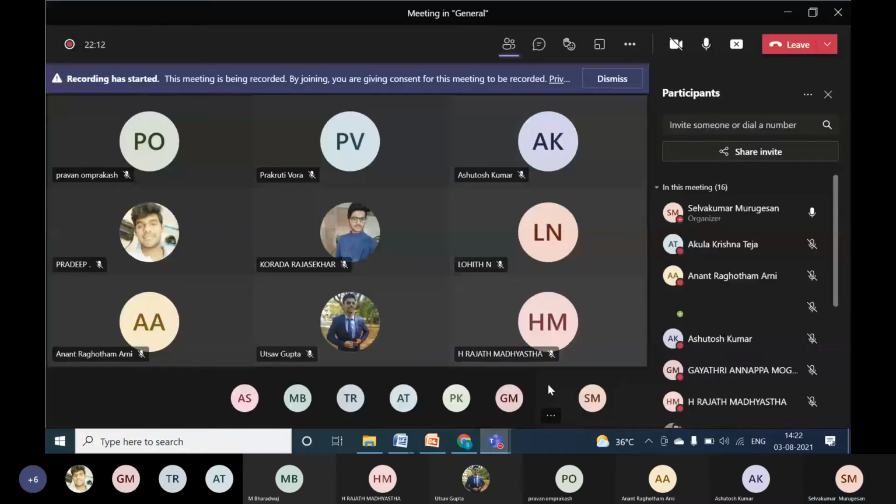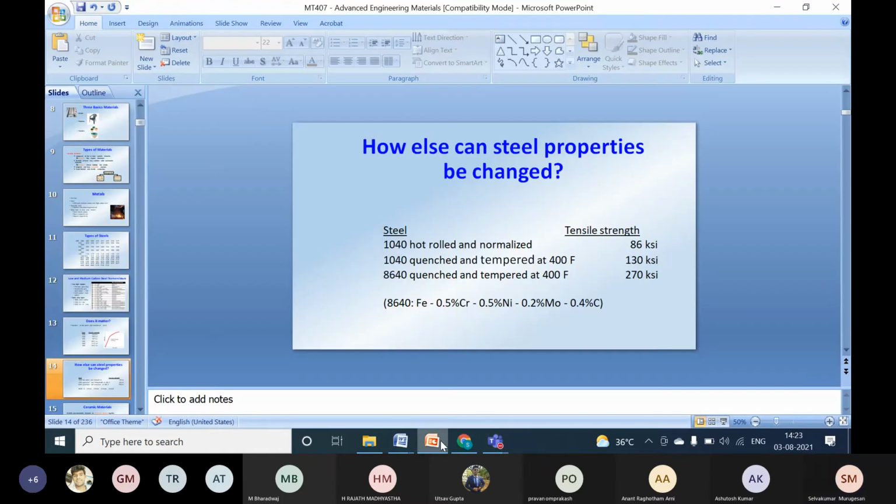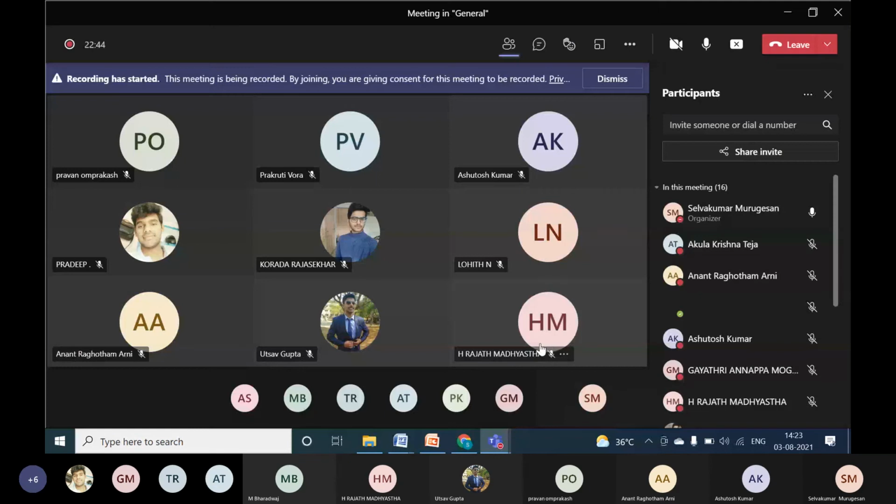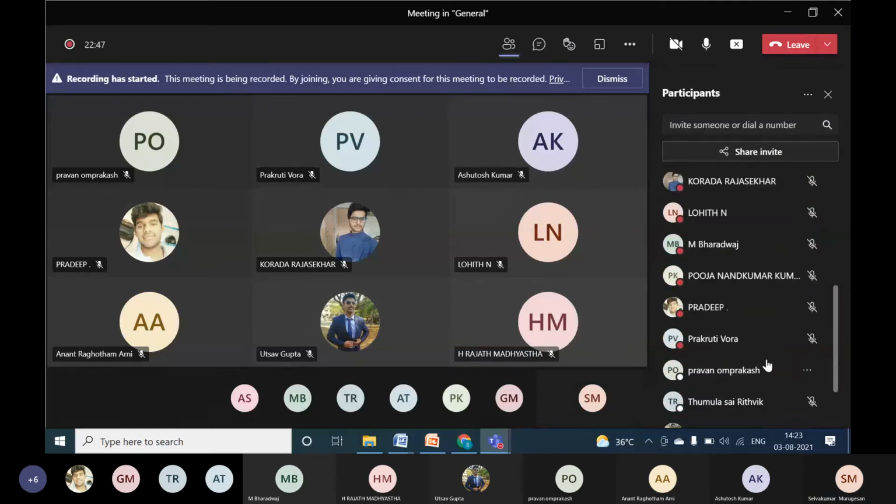Logit? Hello, Logit? And for the last 1 year we are in this virtual mode, right? I've seen that whenever we ask a question, the students say that they have an internet issue. I think Logit is also going to say the same thing. Hello, Logit? Who was here? Prakriti? Hello?